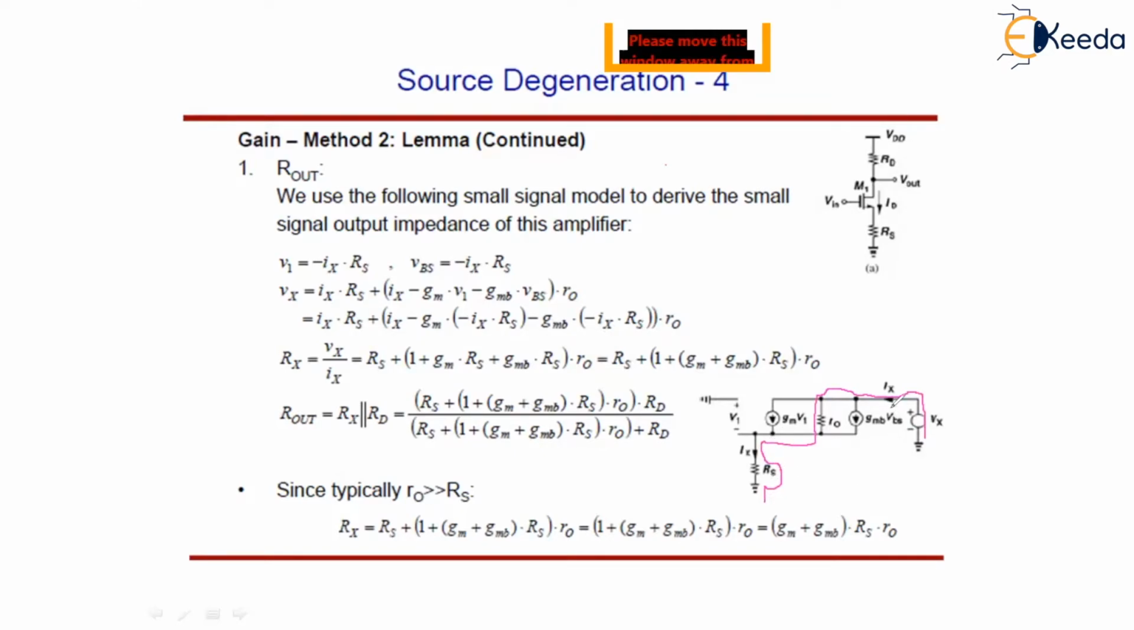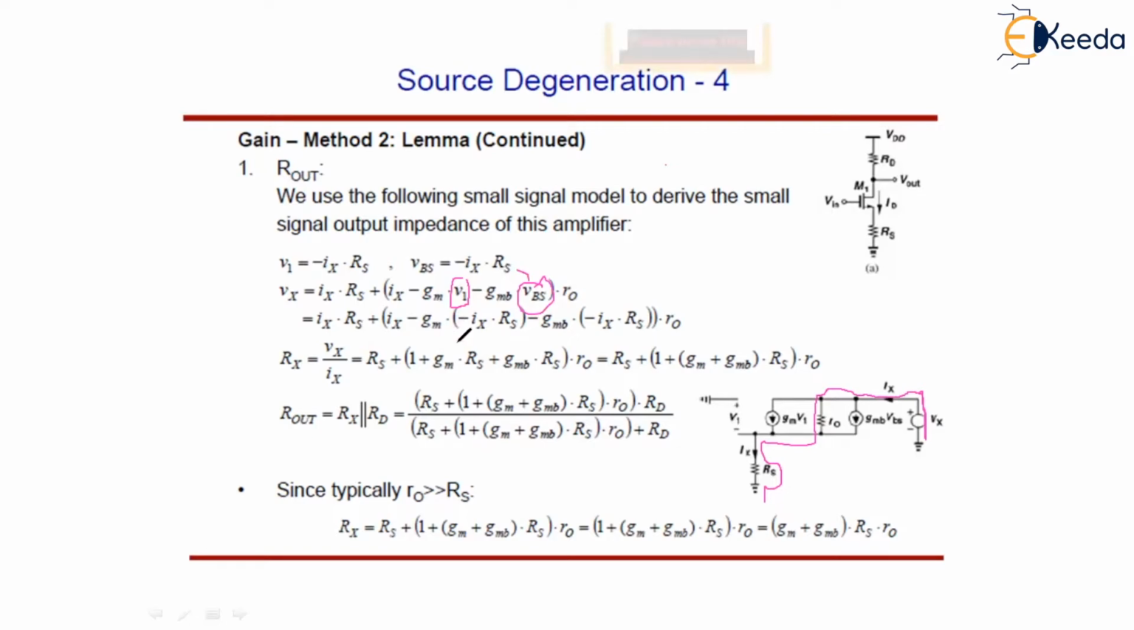Okay, so what we have done, we are writing Vx equals the voltage drop across this branch, that is R0, that is IxRs, the voltage drop at this branch, plus the voltage drop at this branch, that is R0, and the current through this branch will be equal to Ix minus gmb V1 minus gmb Vbs into R0. Okay, solving this equation, putting the value of V1 and Vbs from the equation above.